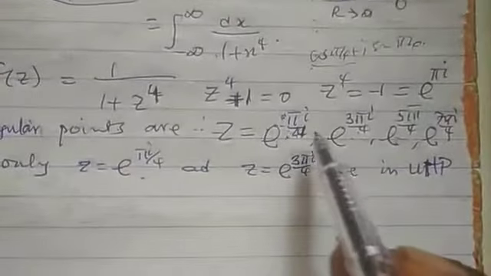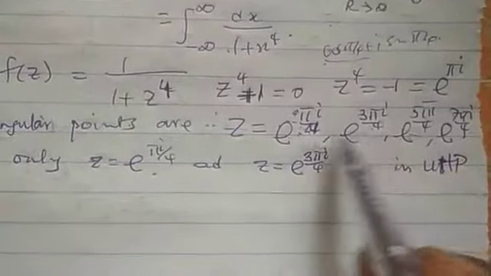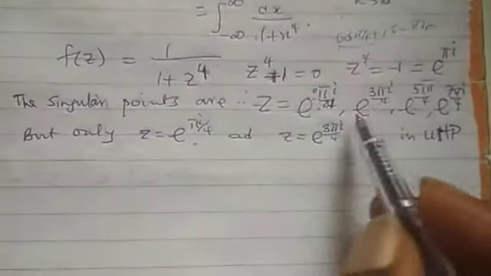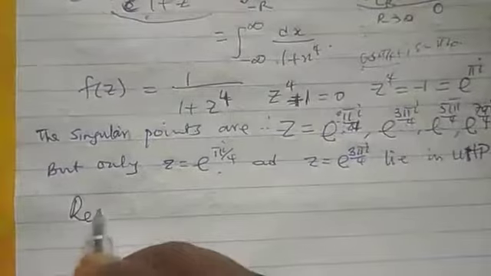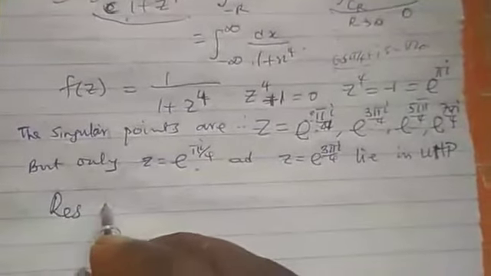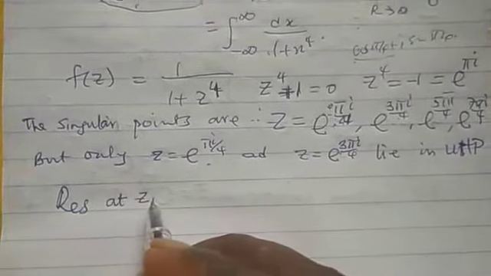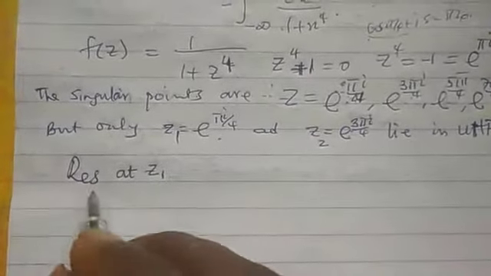But the trick, in order not to waste your time, is that 1 and 3 are both less than 4, while 5 and 7 are more than 4. So only these two lie in the upper half plane. In that case, we find the residue at both points. Let me put this as z1 and let me put this as z2.